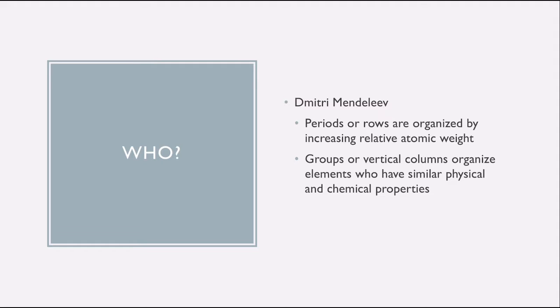The ionization energy of an atom came to be because of Dmitri Mendeleev's work, who is often denoted the father of the periodic table. Organization was based on increasing relative atomic weight. Meanwhile, groups or vertical columns were organized together as they all possess similar physical and chemical properties.